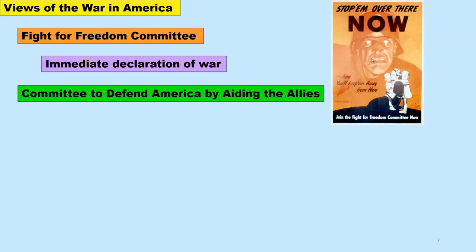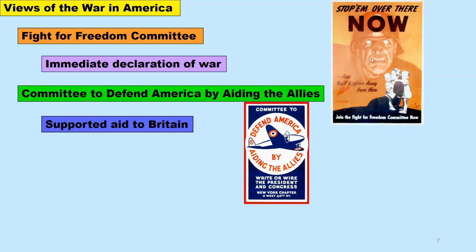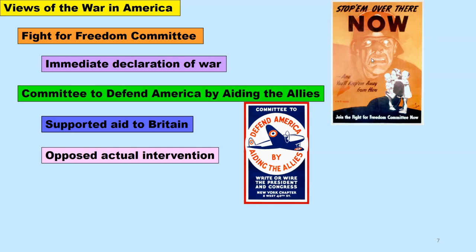Our next one is a very long one, the Committee to Defend America by Aiding the Allies. This is let's get involved, but not get involved. Support aid to Britain. We need to win by aiding our allies, be the arsenal of democracy. However, do not actually fight. Don't get involved. Let's just give them all the weapons they need to win, but we don't need to actually do anything. So you have all out war. Let's do it. We want the Allies to win, but we don't really want to fight. So let's just aid the Allies.